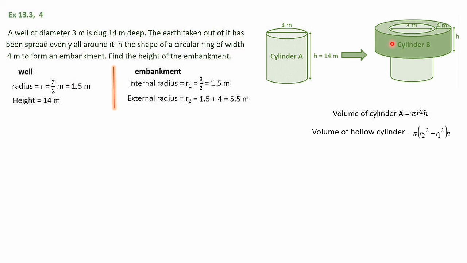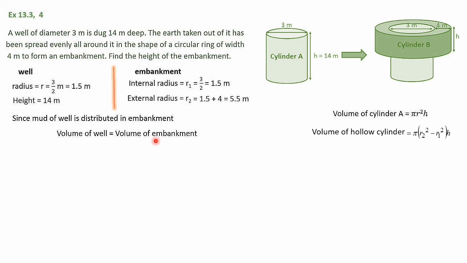That is the thing. So here, how we have got the formula: the volume of this shape is outside volume minus inside volume. So outside volume is also a cylinder, pi r square h, and inside volume is also pi r square h. Since there are two radii, one is R1 and another one is R2, pi and h we take outside, pi h into R1 square minus R2 square. That is the formula. So derivation is not necessary. You just simply learn this formula by heart. Then here, since the mud of the well is distributed in the embankment, volume of well is equal to volume of embankment, that we have already discussed.